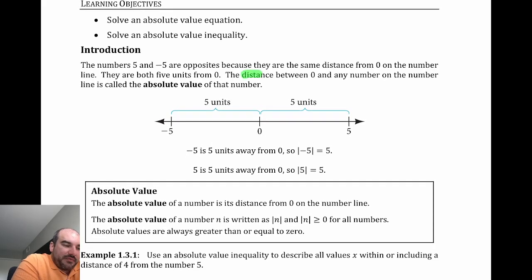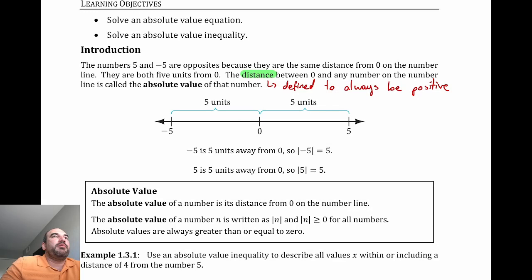The reason why we define it as distance is because distance is defined to always be positive. Right, distance is a positive measurement. When you use a tape measure or a ruler or something, you're never going to get a negative number from a ruler, right? So when we talk about distance, we're talking about the positive unit distance from one point to another.